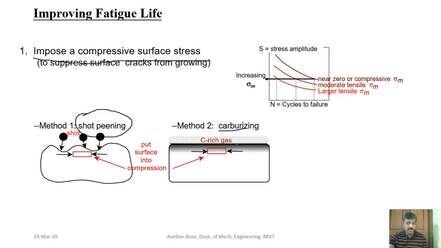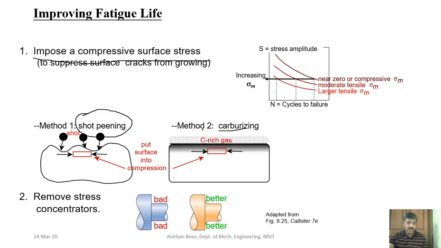So this is done to improve the fatigue life in the components. Another one, in a component design, we have to remove any stress concentrators if present. Here you can see a sharp change in cross section, which is definitely a huge stress concentration. Whereas if you provide a fillet with some fillet radius, the stress concentration will be less. And if the stress concentration is less, then definitely the chances of propagation of the crack will be less.